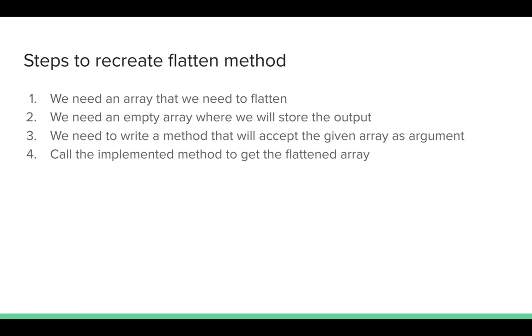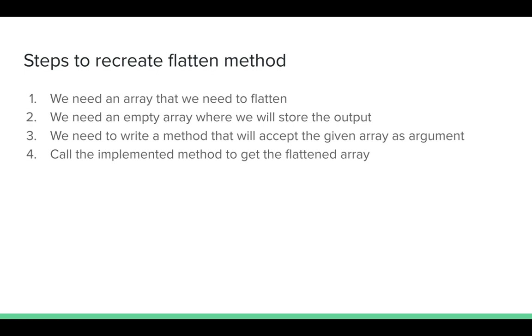The first step is the input: we need an array that we need to flatten. The second step is that we need an empty array where we will store the output. The third step is that we need to write a method that will accept the given array as argument. And the last step is to call the implemented method, our procedure, to get the flattened array. Now let's solve this practically.